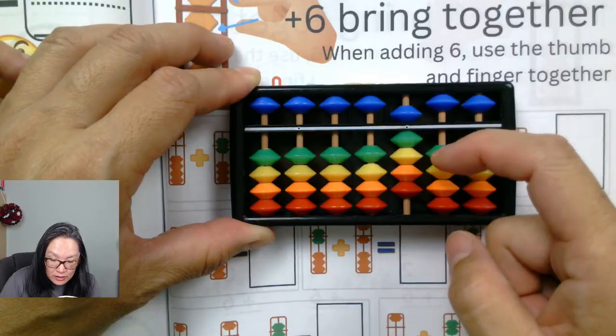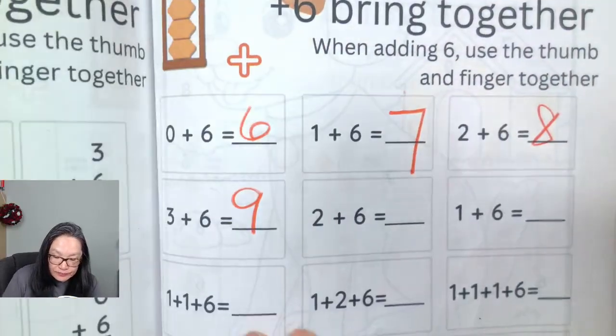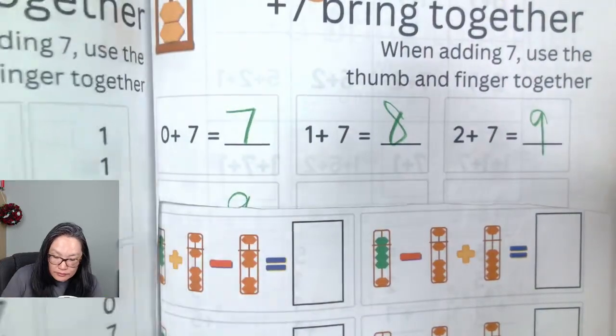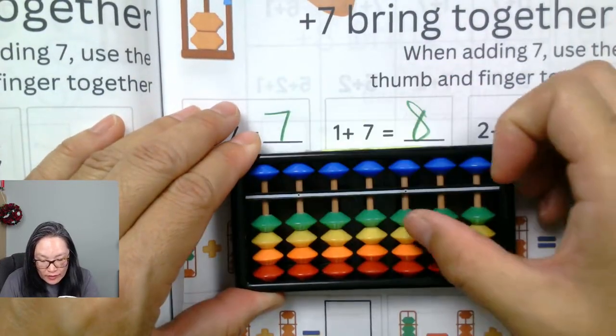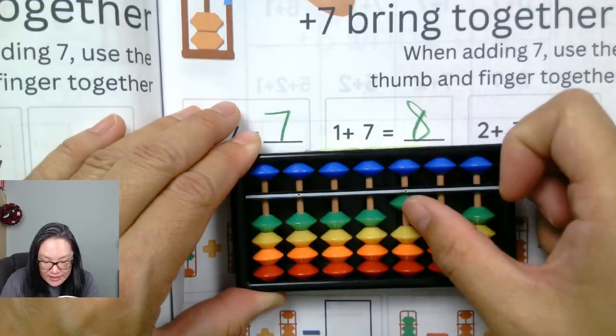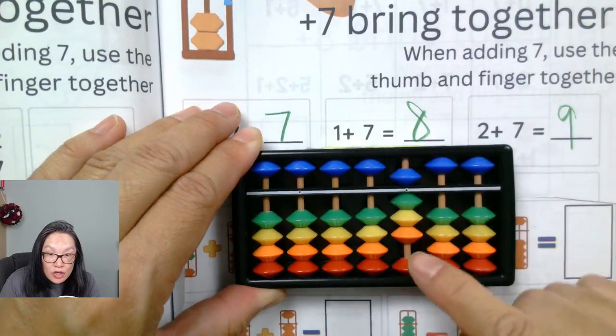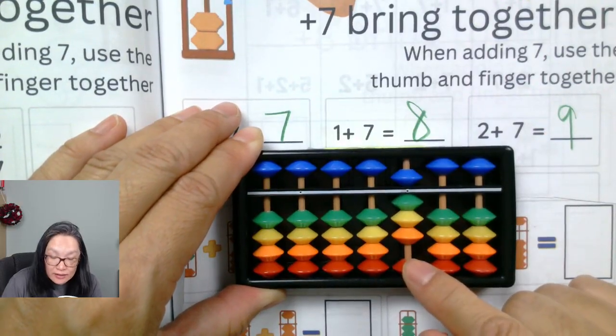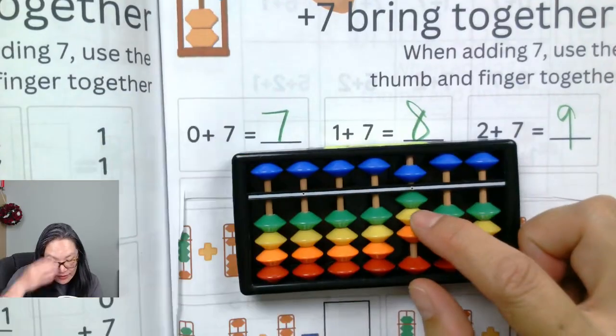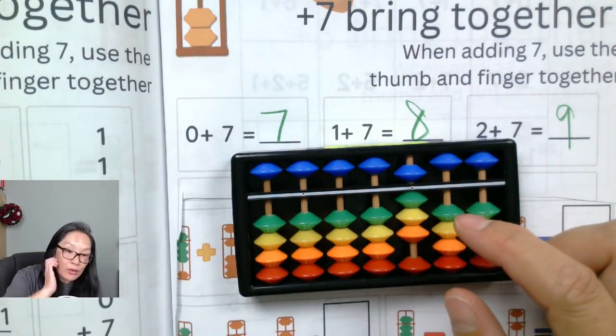So then we have 7. Again, we have 1 and then 7. 5, 6, 7. And we bring it together like that. So my final answer is 8. Anybody have any questions?